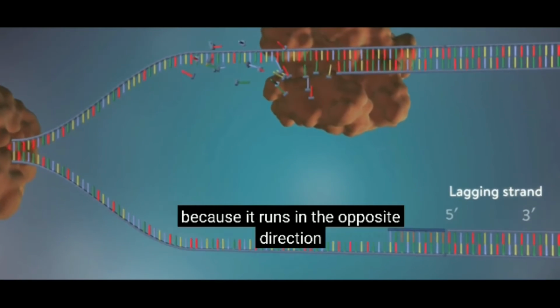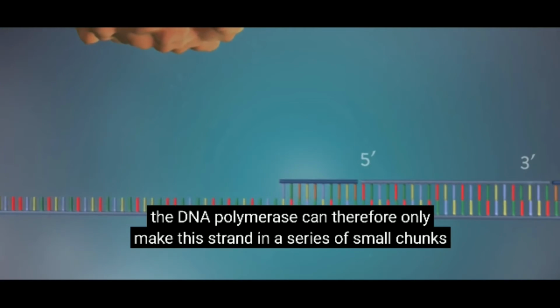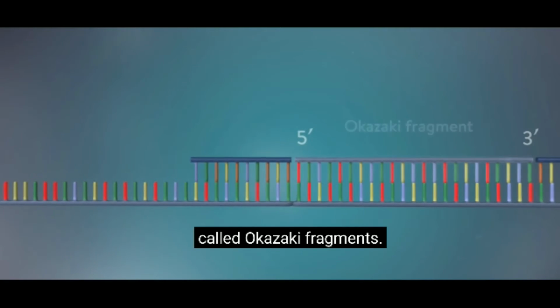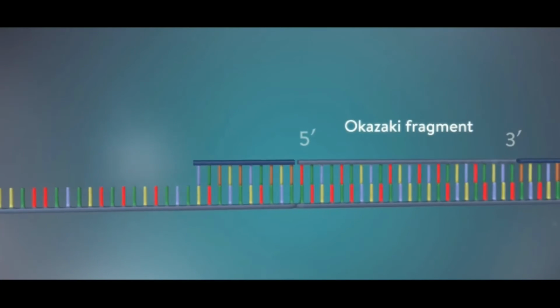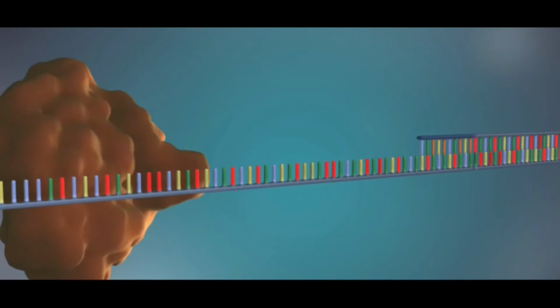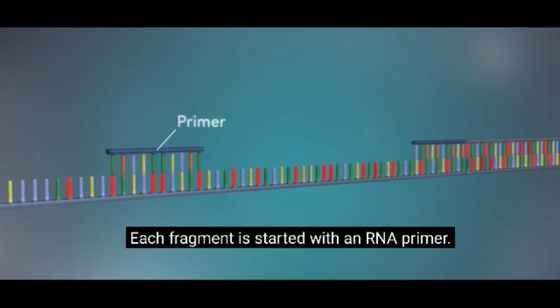An enzyme called primase starts the process. This enzyme makes a small piece of RNA called a primer, which acts as the starting point for the formation of the new strand of DNA.